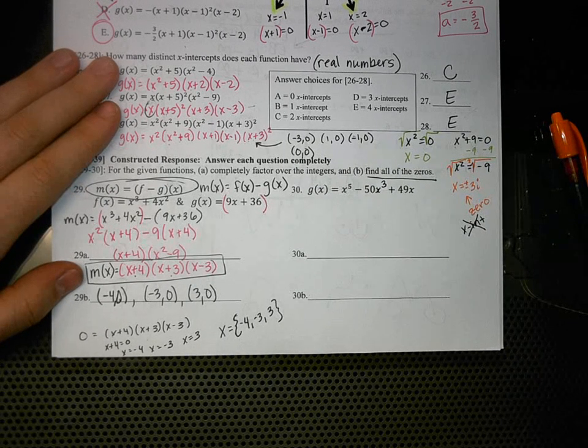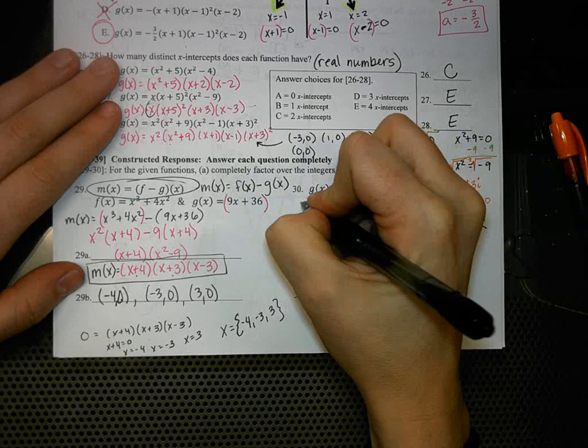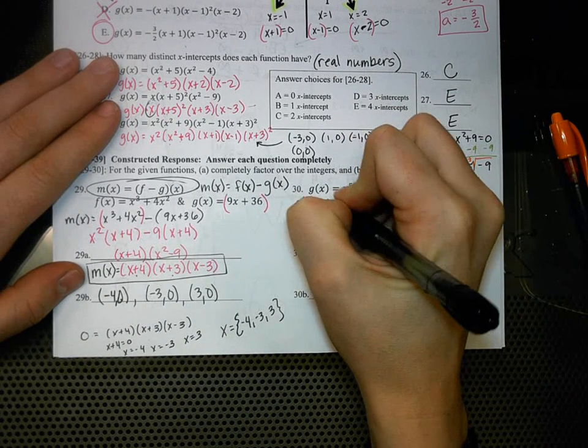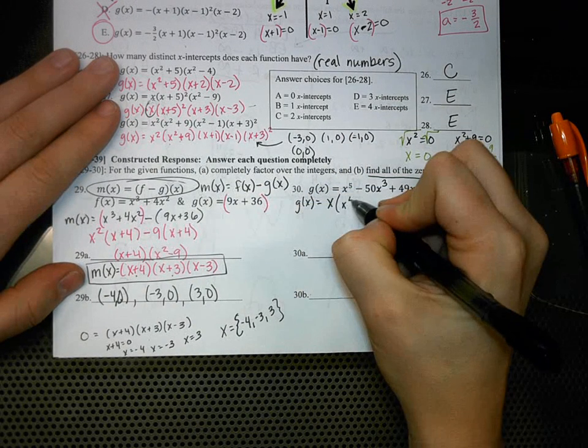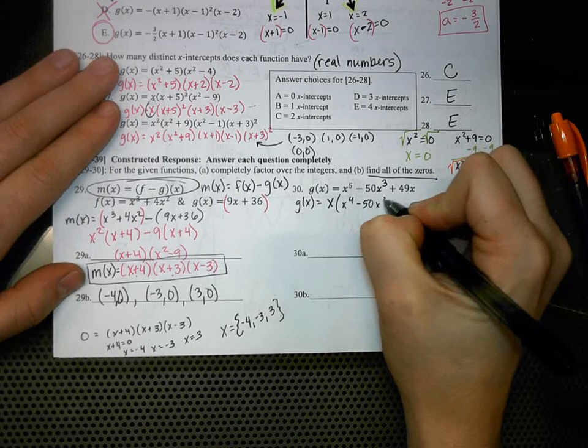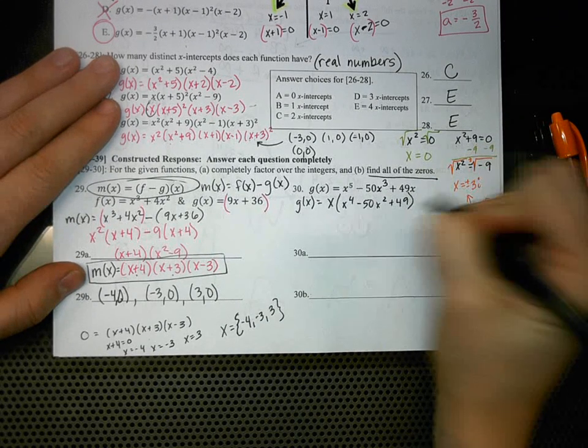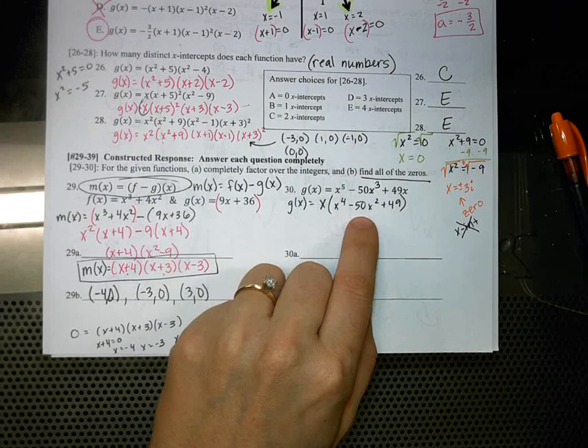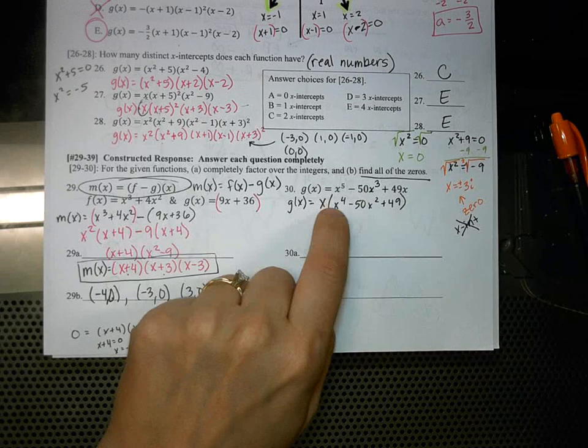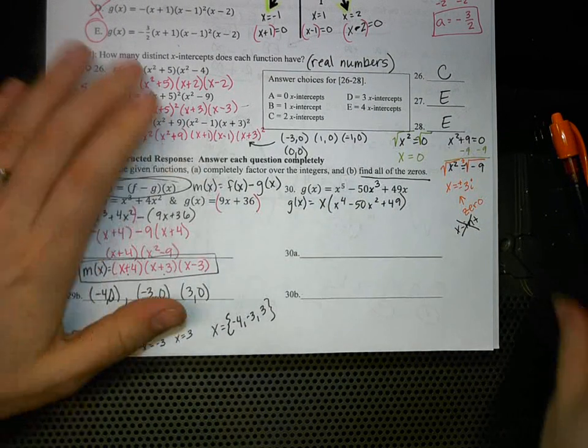First, we're going to factor out a greatest common factor, which is x, and that leaves me with x to the 4th minus 50x squared plus 49. Because my middle term has half as many x's as my first term does, I can factor this trinomial by grouping.